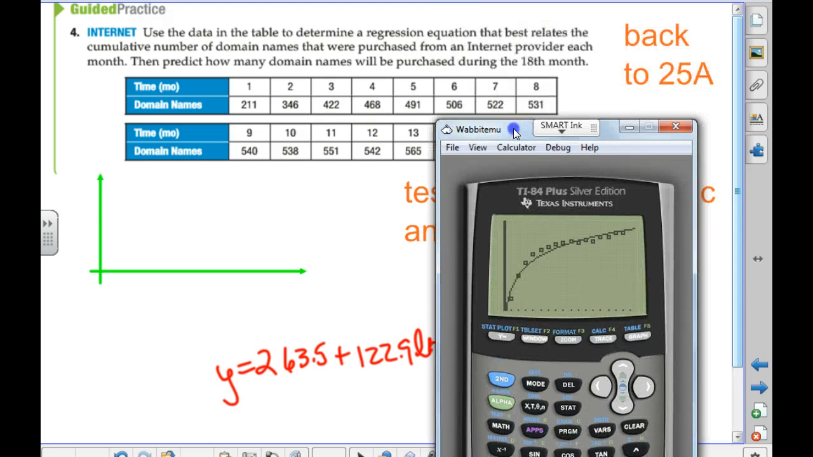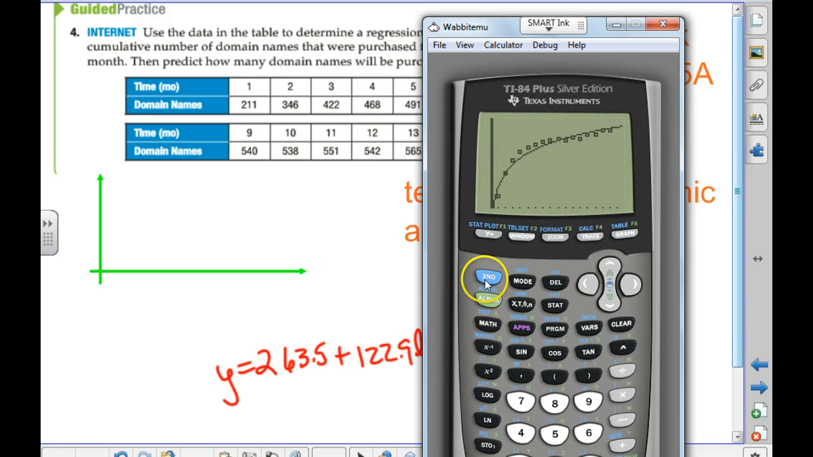Finally, we're supposed to predict the 18th month, guys. So we're going to go second graph and type in an 18, and our prediction is there will be 619 domain names needed for the 18th month, or sold in the 18th month, or whatever.